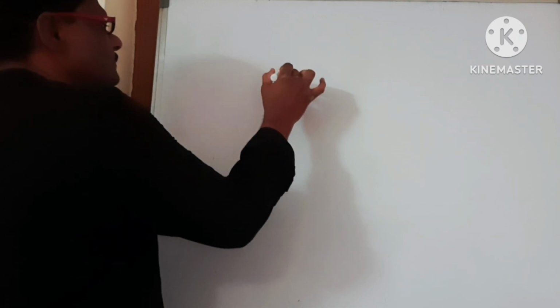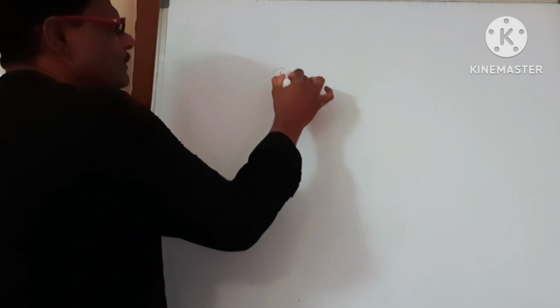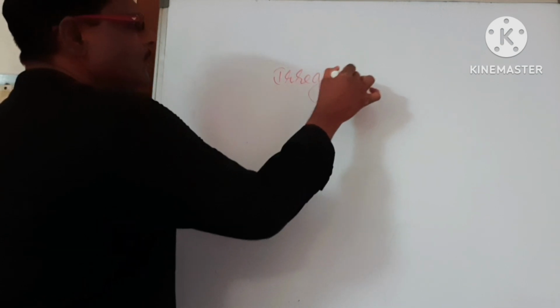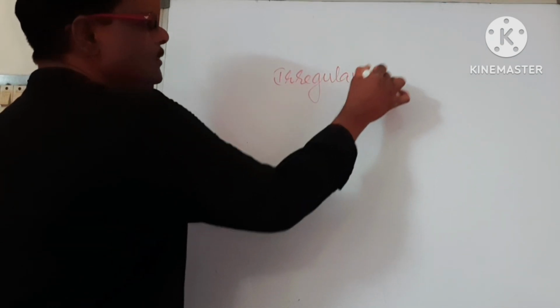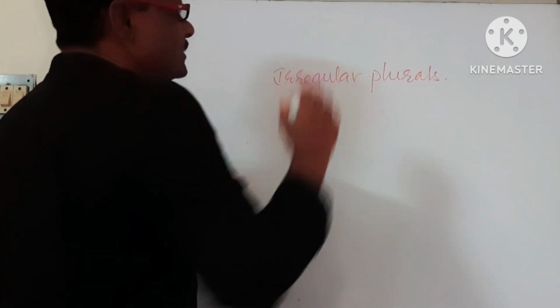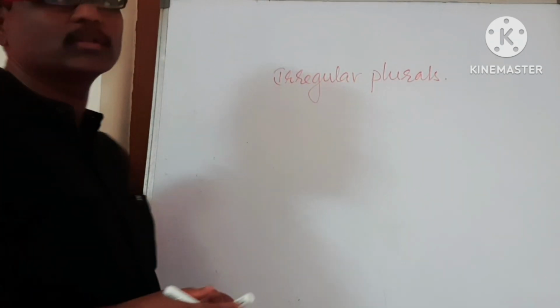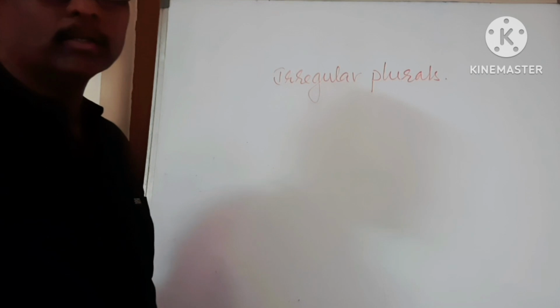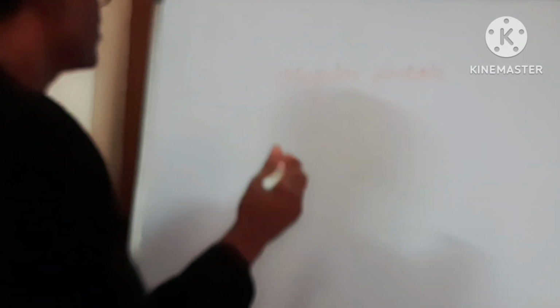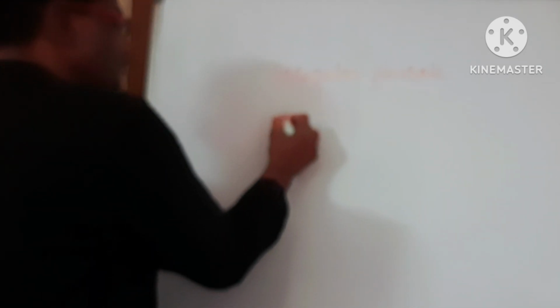Irregular plurals. Tell me, what are plurals? More than one thing is called a plural. Here, start with the alphabet, letter A.